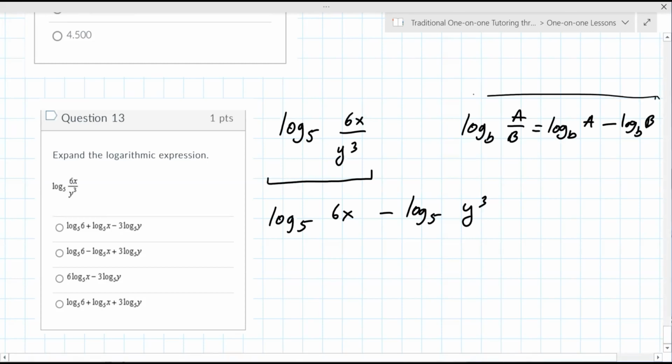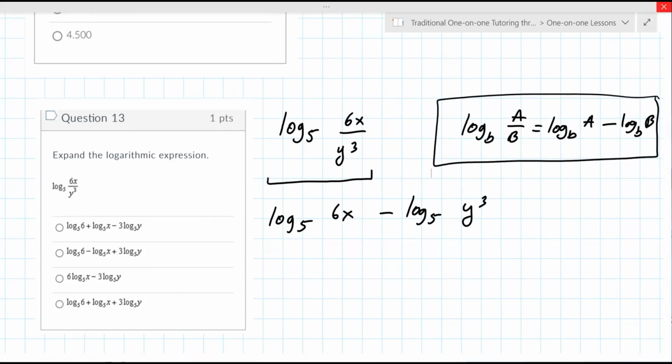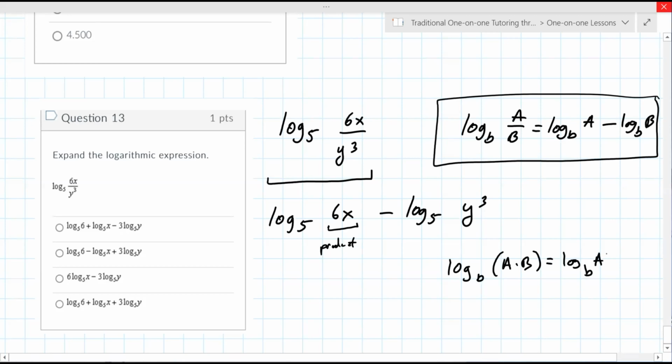Okay, let me write this down really quickly. Okay, that's step 1. There's a few more steps here to get through everything. Okay, so the next one, do you see how this is a product here? Yeah. It's a product of 6 and x. So we're going to use the property log base b of a times b equals log base b of a plus log base b of b. So again, a product becomes a sum. So this becomes log base 5 of 6 plus log base 5 of x minus log base 5 of y cubed.